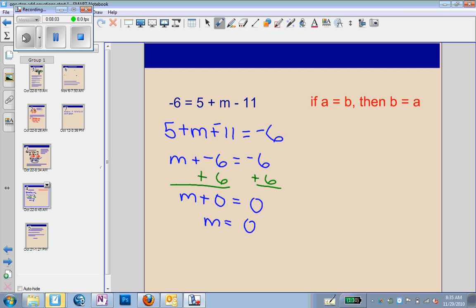And I'm going to check to make sure this is correct. So I substitute 0 in the place of m. So 5 plus 0 plus negative 11 equals negative 6. Well, I see negative 6 on the left and negative 6 on the right.